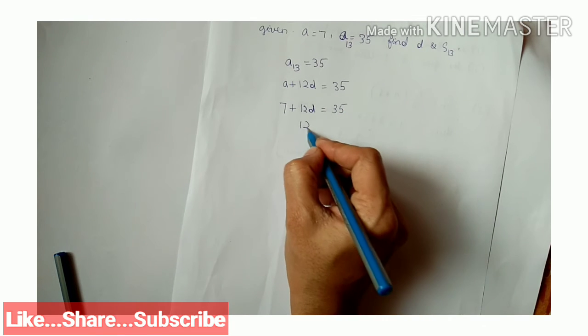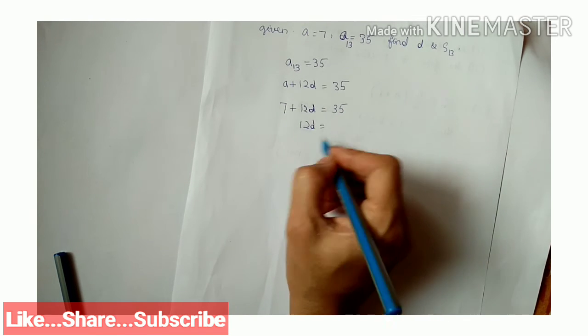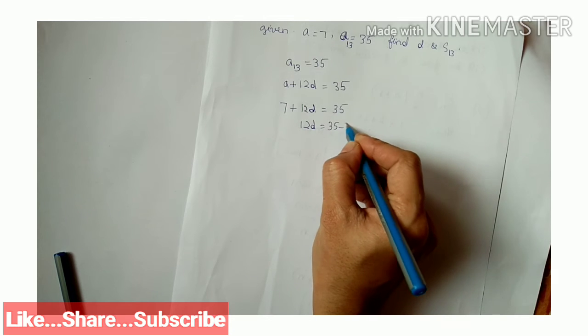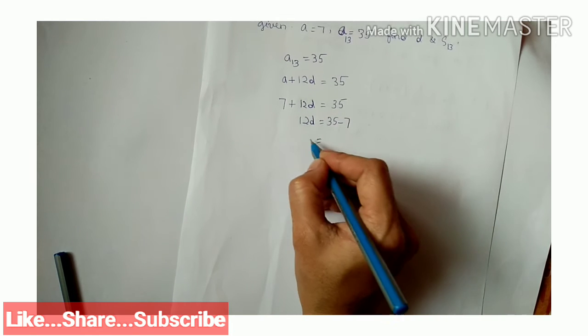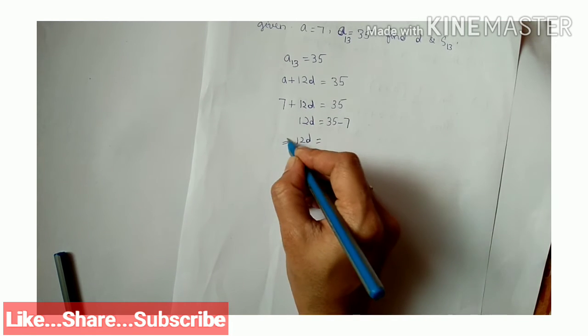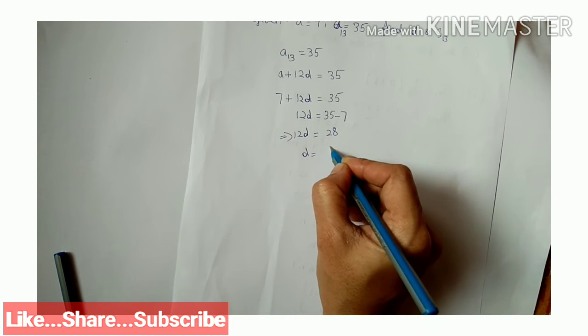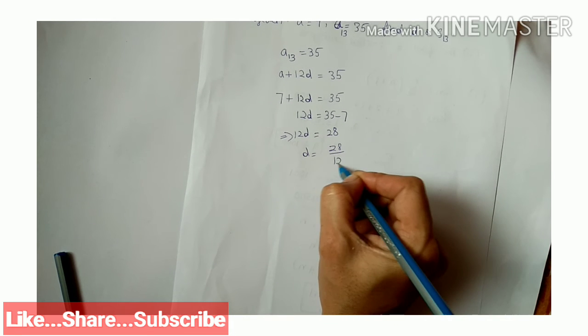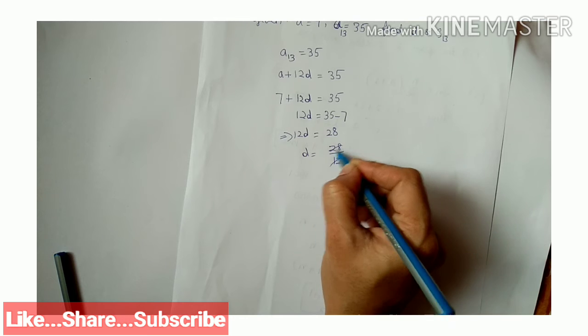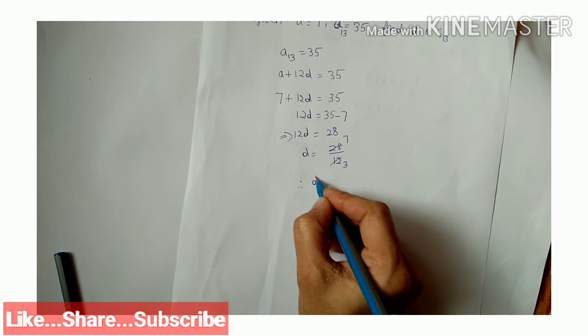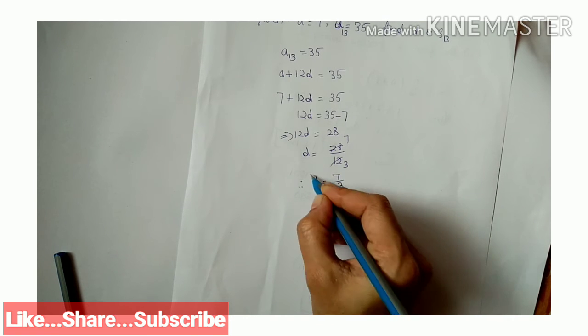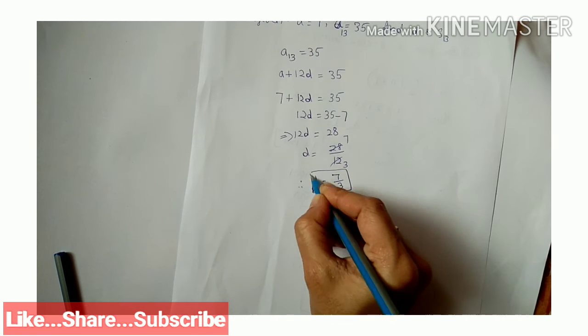12d is equal to 35 minus 7, 28. d is equal to 28 by 12. 4 3s are 12, 4 7s are 28. Therefore d value is 7 by 3.